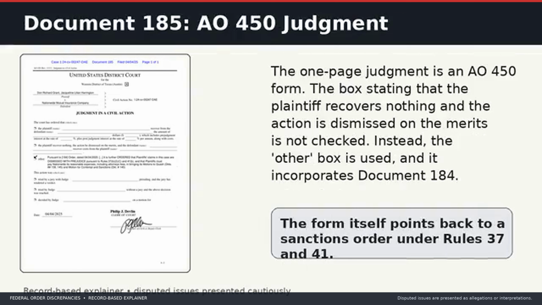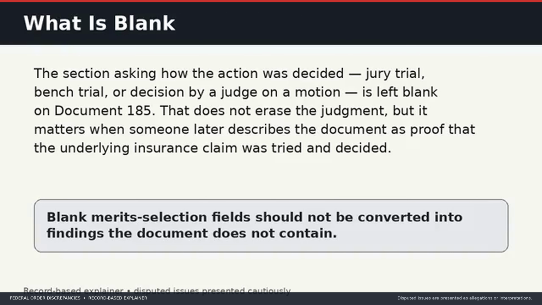The blank decision section. The form also asks how the action was decided. It provides choices: a jury trial, a trial before the judge, or a decision by the judge on a motion. Those decision method sections are blank on Docket 185. That does not make the judgment disappear, but it's important when someone later treats that one-page judgment as if it proves that the underlying insurance claim itself was tried, audited, and factually adjudicated.